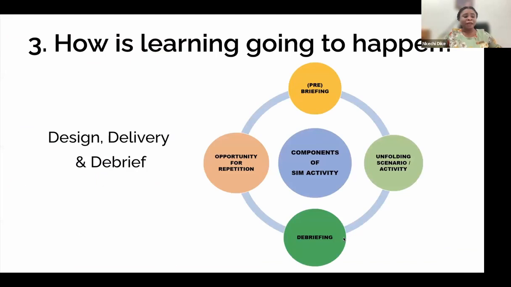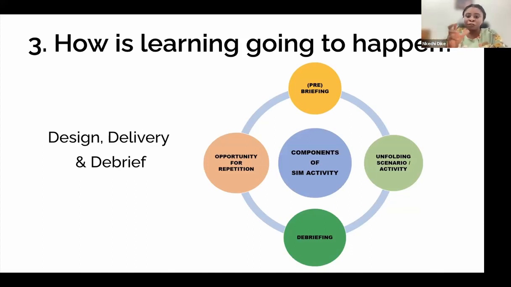All right. The last question we're going to ask, while considering incorporating this into your teaching methodology, is how is learning going to happen? Because all of the first 2 questions were to set the stage for this to happen. And here, this is when you design the simulation activity, whether it's a scenario-based, a procedural skill, or teamwork. This is where you design, and then you think about, how am I going to deliver that activity?